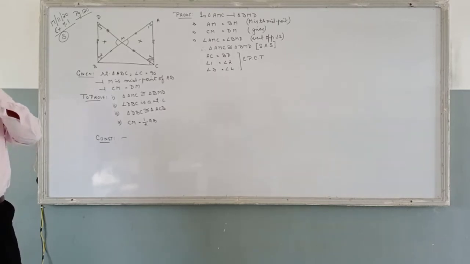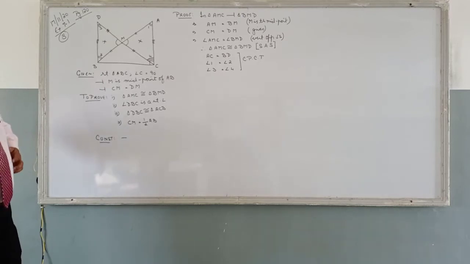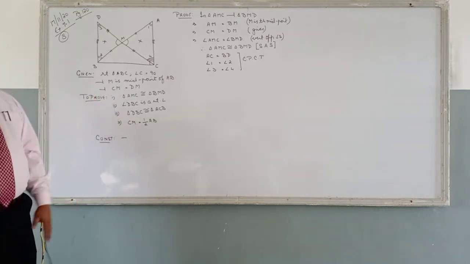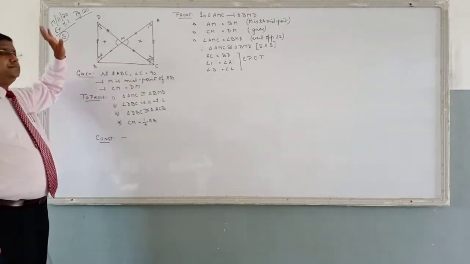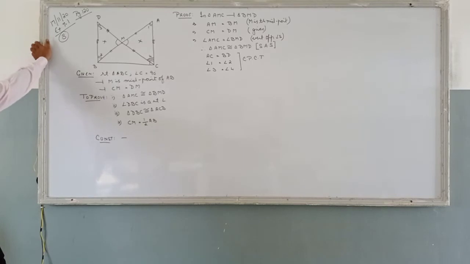Clear? Right? So, now we come down to the next part. Triangle DBC is a right angle. Where is DBC? So, how is it equal to 90? How is it 90?